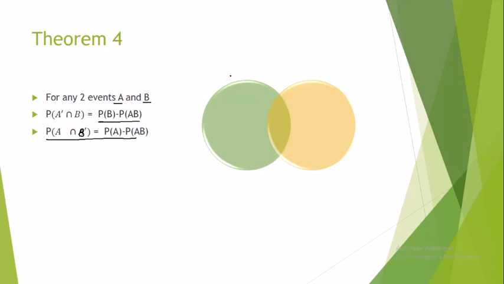Now let there be two events, A and B. Now this is the intersection of A and B. I hope you all know all these basic things. Now what about this area?